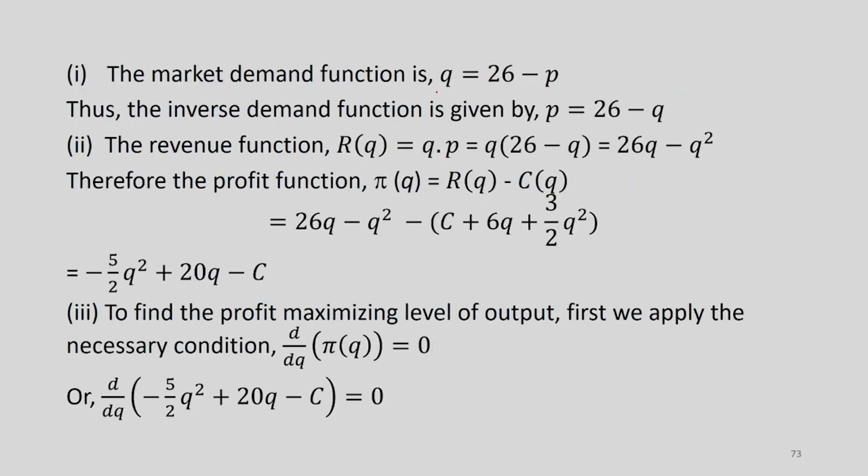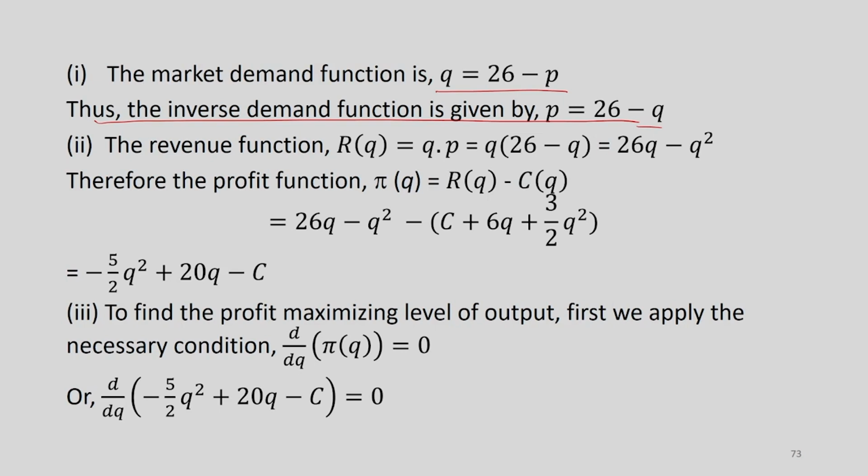Okay, the market demand function is Q is equal to 26 minus P. The inverse demand function is simple. I take the inverse of this, and this is P is equal to 26 minus Q. Just one small point to be noted here is that this function is valid as long as Q is not greater than 26. If Q is greater than 26, then this function will give me negative price, which is not feasible.